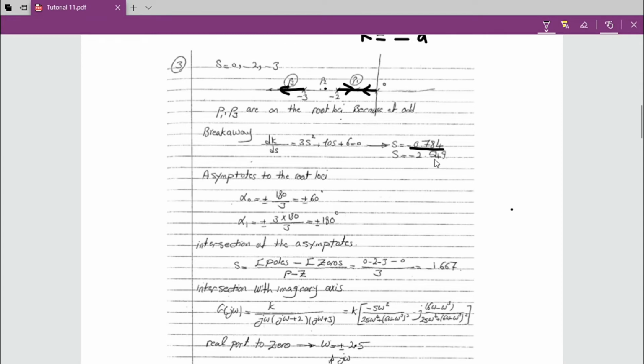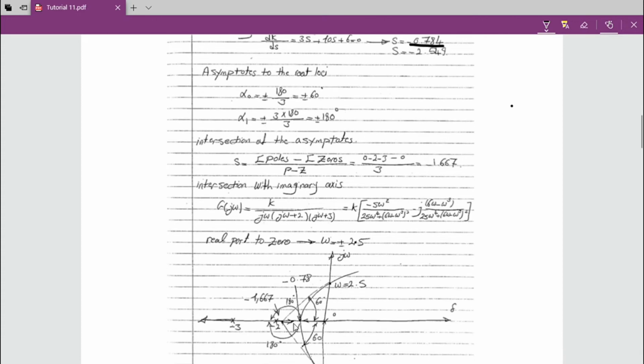Negative 2.549 is outside the segment, so it does not fall on the root locus, so we avoid that. So negative 0.78 is the point where the breakaway happens, right?